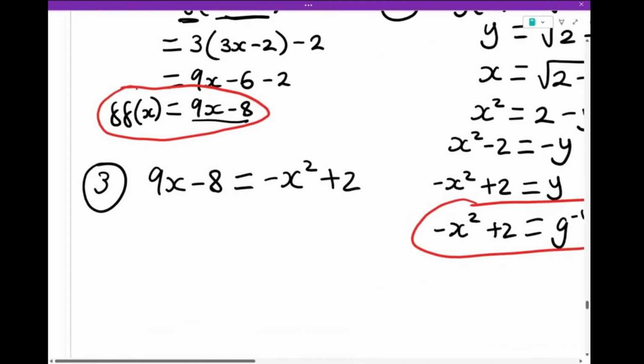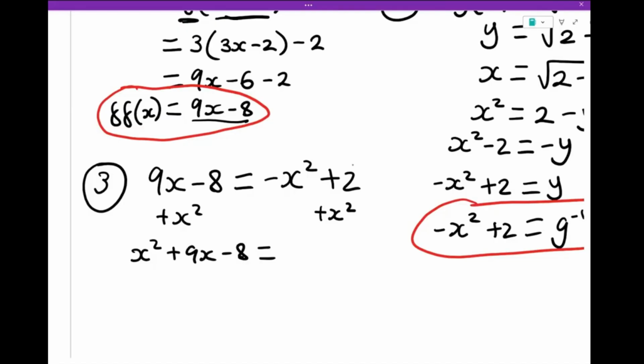So what I'm going to do is get everything to one side. I'm going to make the x squared positive because I prefer that. So I'm going to add x squared to both sides. So the left-hand side would be positive x squared plus 9x subtract 8 is equal to the 2 left over. And then we're going to subtract 2 from both sides. So we get x squared plus 9x subtract 10 is equal to 0.